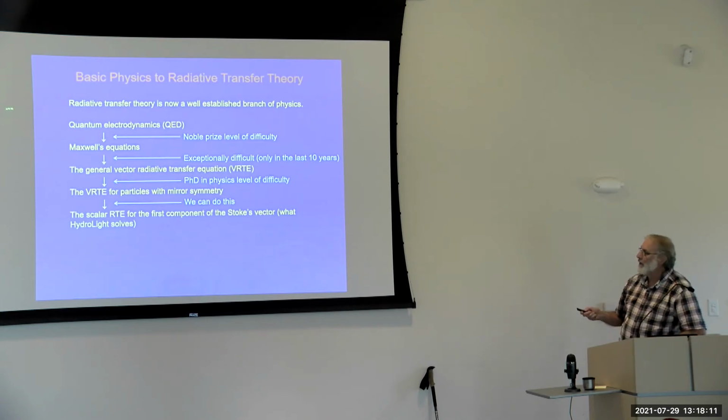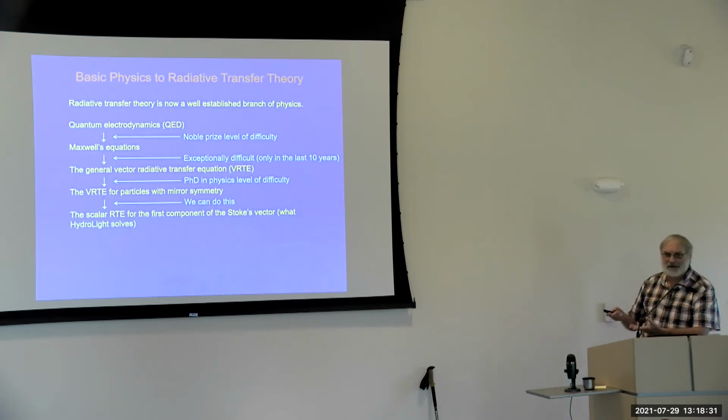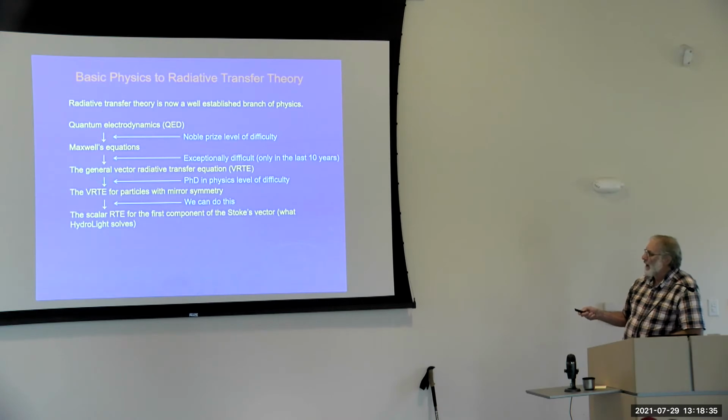The problem is there were multiple Nobel Prizes given out for developing this, and you can go from QED to Maxwell's equations, which is another Nobel Prize level of difficulty. And then you can go from Maxwell's equations to a radiative transfer equation, which was only worked out by Mischenko about 10 years ago. And so we're going to pick up here and then do these simplifications, and you'll see how that goes.